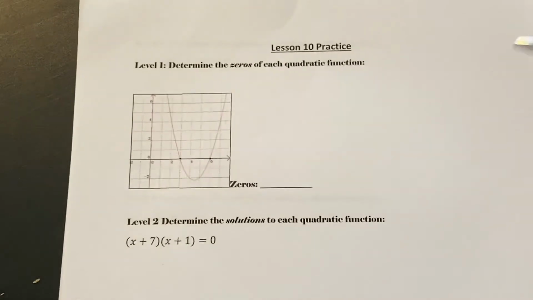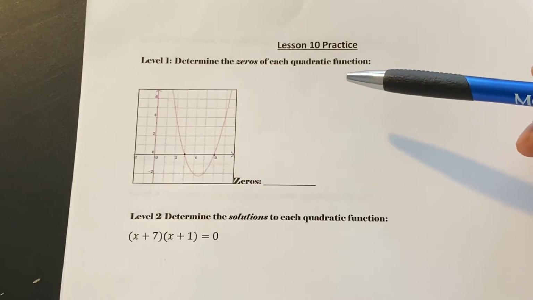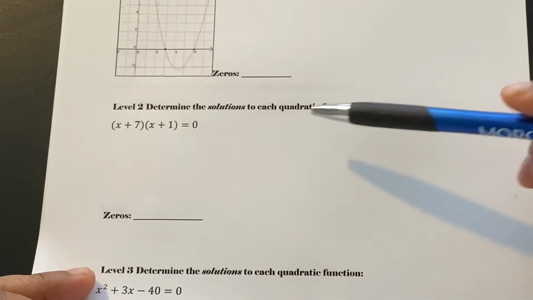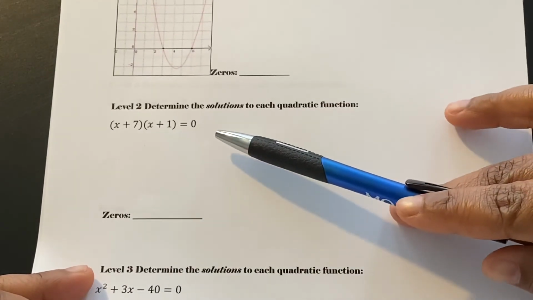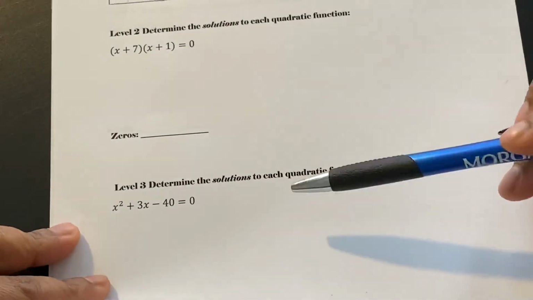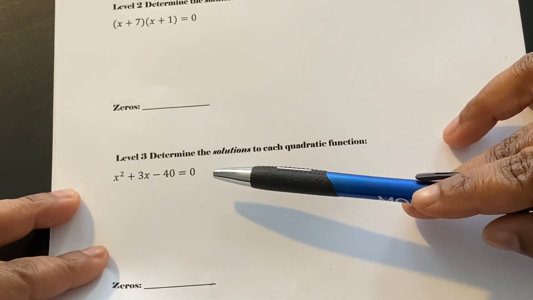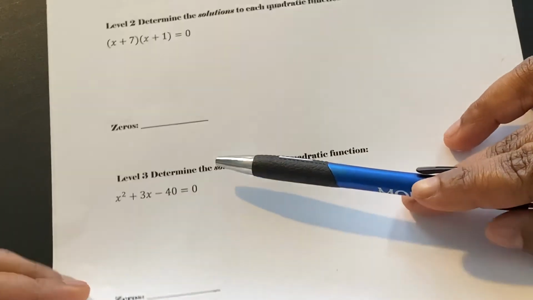Okay? Now, for your practice, you're going to basically do what we just did now. You're just going to have one problem at each level. So level 1 asks you to find the solutions when you're given a graph. Level 2, find the solution when you're given 2 factors. Level 3, find the zeros when you are given a quadratic where the a term is equal to 1.